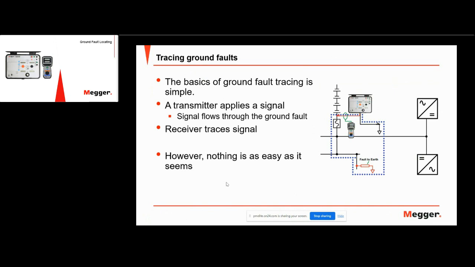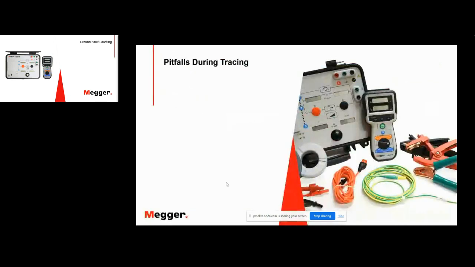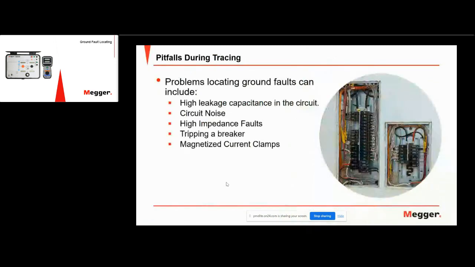However, nothing is as easy as it seems. There are many different pitfalls you can run into during ground fault tracing. Some of these problems can include high leakage capacitance in the circuit, noise, and high impedance faults, which create their own challenges. And there's always the hazard of tripping a breaker. There's also the possibility of magnetizing a current clamp during the ground fault tracing.